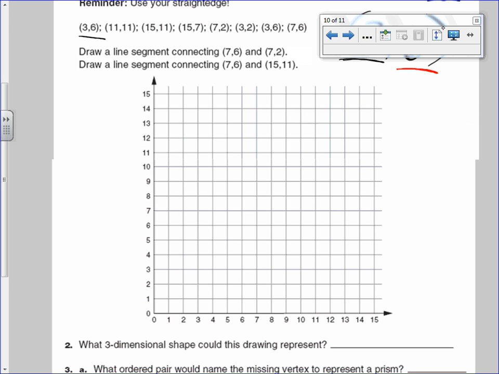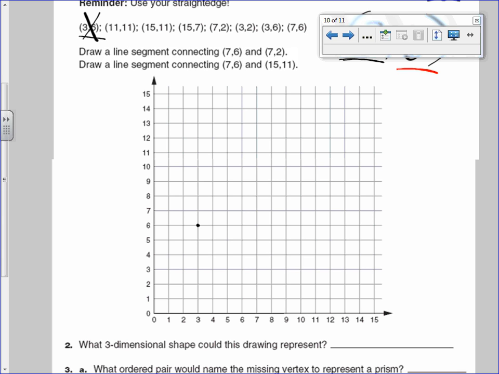Okay, my first plot is 3, 6. So I'm going to count over. I got 3, my first number in the ordered pair. Then I'm going to go up 6. I'm going to plot a point. Right there. Boom. Make sure I don't double up on that one. I'm going to cross that one off.